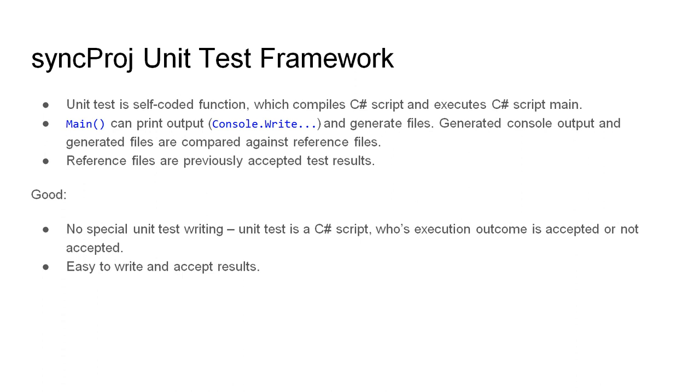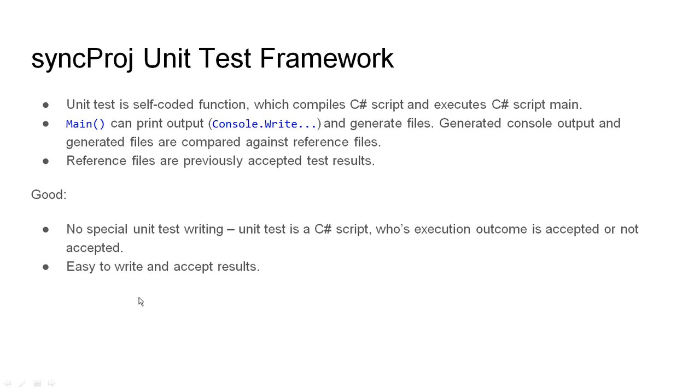A unit test is basically a self-coded function which compiles a C# script and executes the C# script main, and main can perform some printing, so it can produce console output and generate files, and the generated console output and generated files are compared against previously accepted files. I have written reference files, but they are basically previously accepted results.